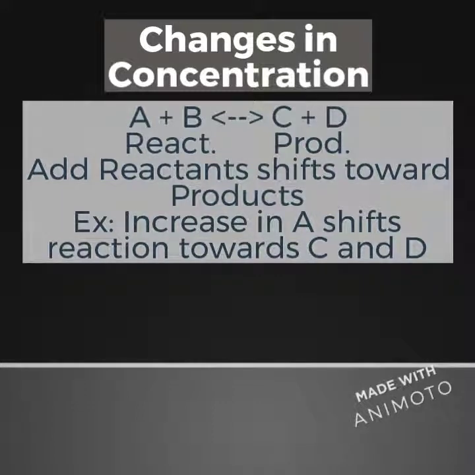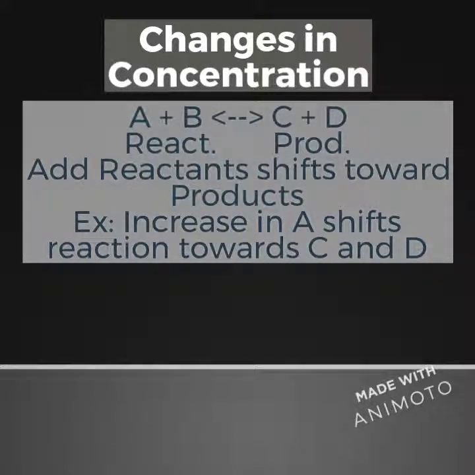So take the hypothetical equation A plus B yields C and D. In this case, A and B are the reactants and C and D are the products. When the reactant's concentration increases, the reaction shifts towards the products. So for this hypothetical, if the concentration of A increases, it will shift towards C and D.